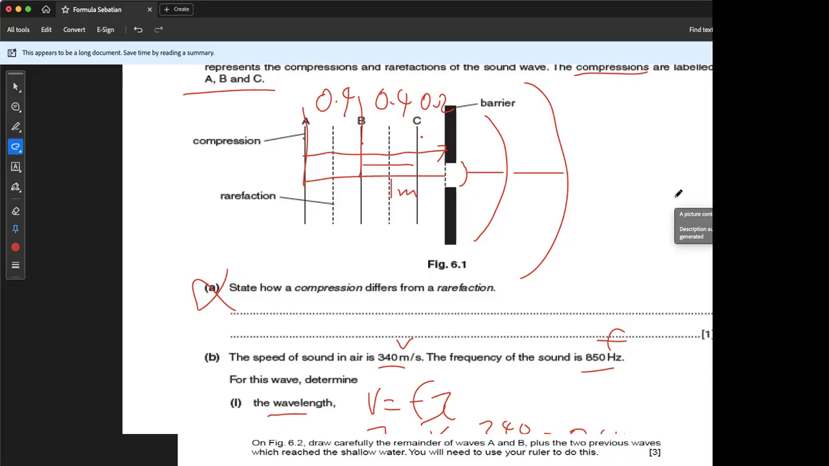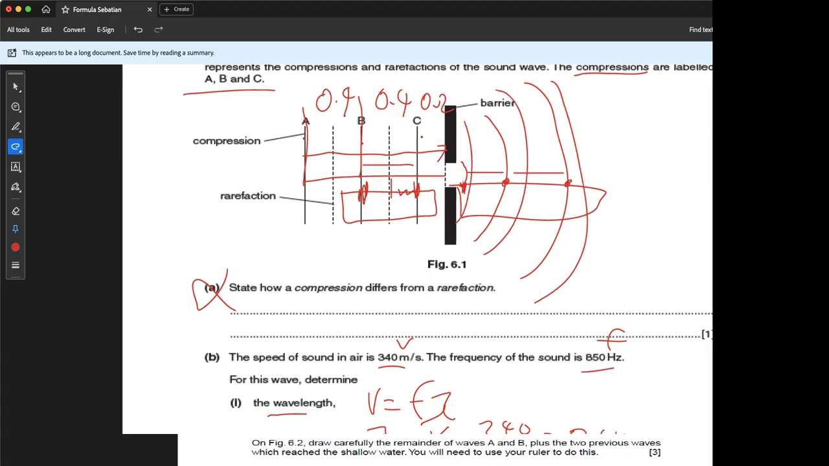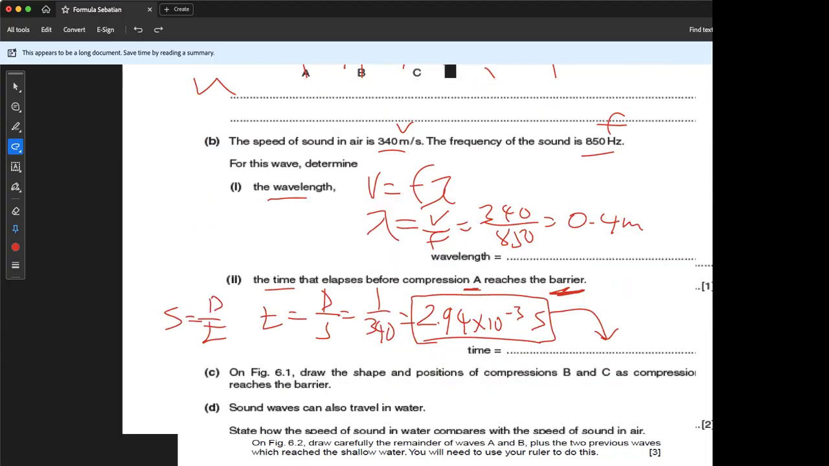You know what you can do with the ruler? Let's say you put a ruler here, and let's say here to here is 0.4. Every time it reaches 0.4, draw a small dot, then you have a reference. You can draw later on. You guys get what I mean now? Okay, moving on to the next one.